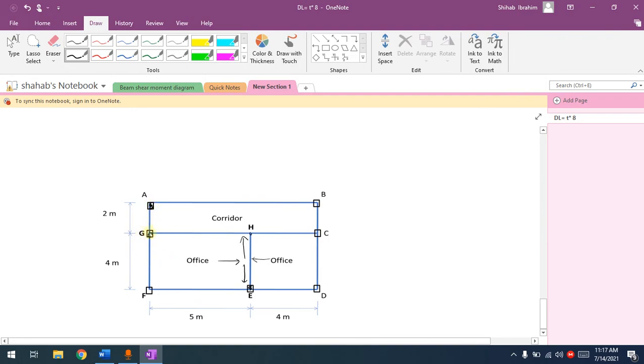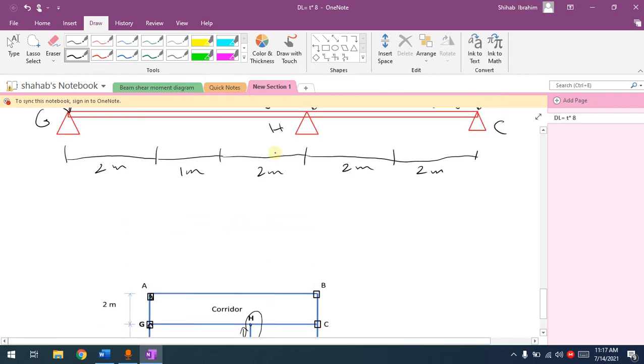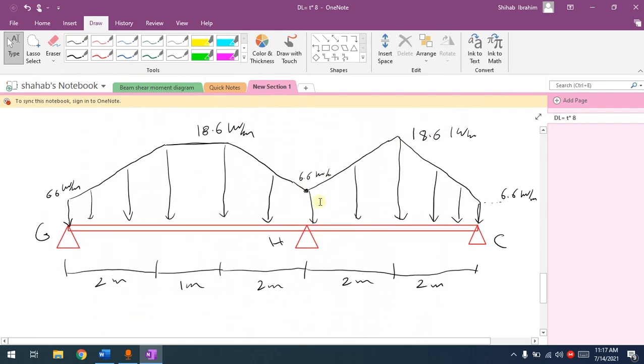But if you want to do it, what will you do? You have to draw the EH distribution, the beam EH, then find the reaction and bring the reaction on H. This is what you have to do. For the example that we did here, if we want to provide a point load at H here, this will be what?